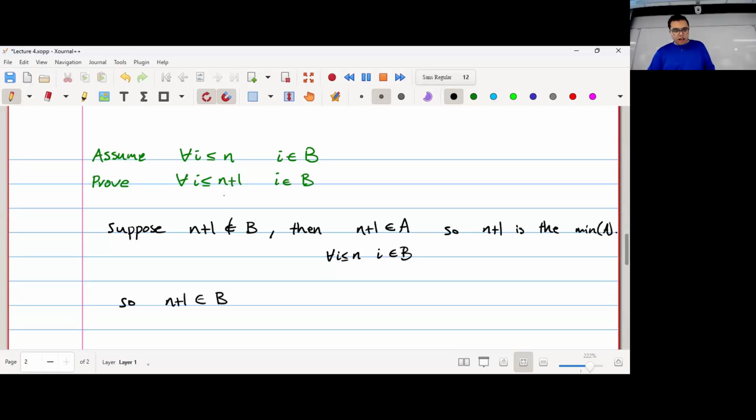And again, I know by my assumption that for every I less than or equal to n, I was in B. So putting these two together, I can say that for every I less than or equal to n plus 1, I is in B.